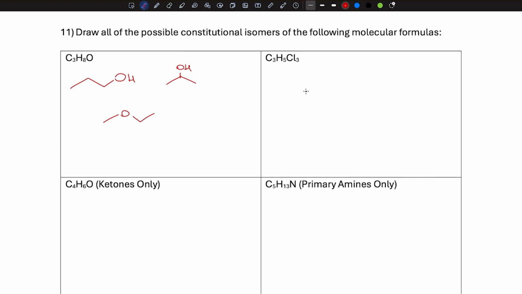The next problem, I'm really just going to use the same strategy. Let's draw the first structure that comes to mind. So the first structure that comes to mind is really 3 carbons. And let's just attach all the chlorines to 1 carbon, right? Something like this.